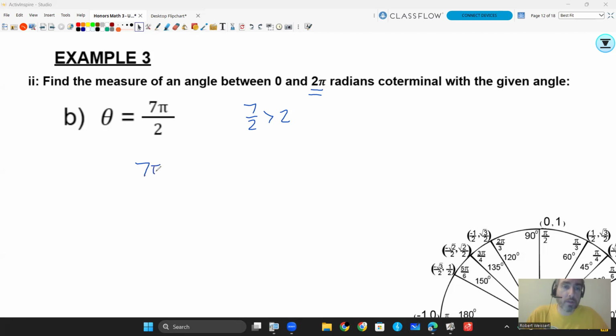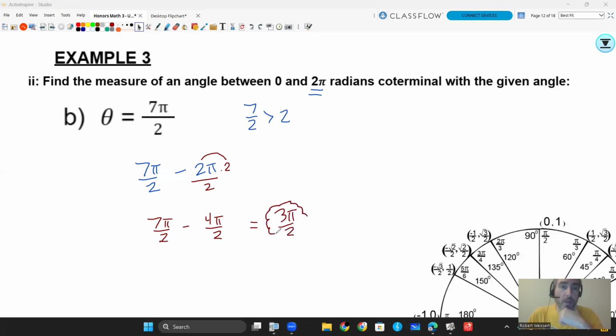So 7 pi over 2 minus 2 pi is going to be, once again, I have to have common denominators. So I'm going to put times 2 times 2, and that's going to give me 4 pi on there. So 7 pi over 2 minus 4 pi over 2. Well, 7 minus 4 is 3, so that's going to be 3 pi over 2. If you want to convert it to degrees to try it, you can. 3 over 2 is a number between 0 and 2. It's 1.5, so that will fall in the unit circle, and they are coterminal. And that's your answer.